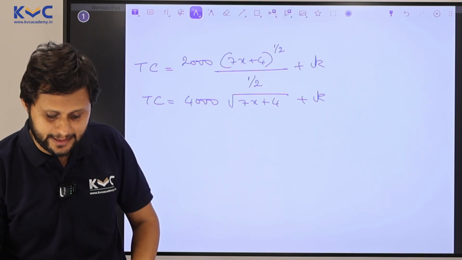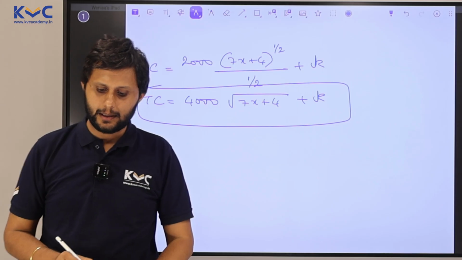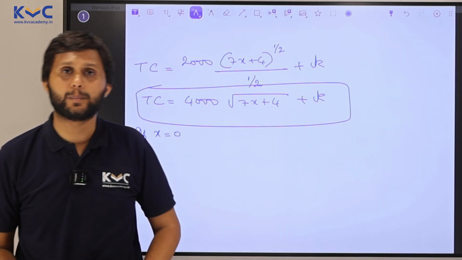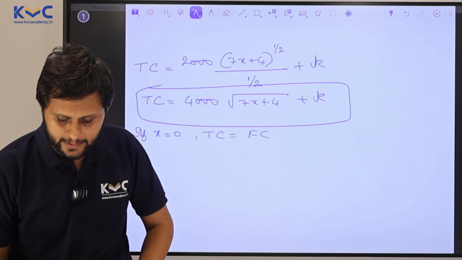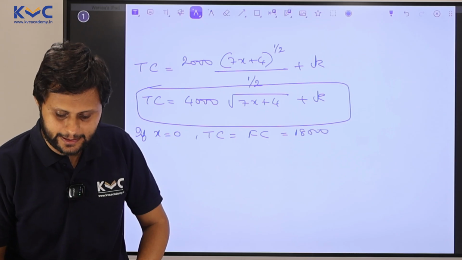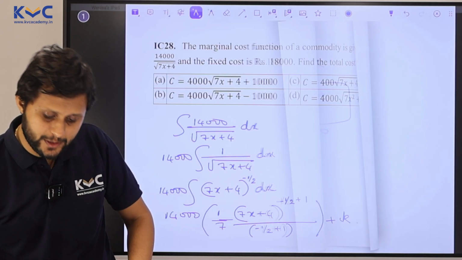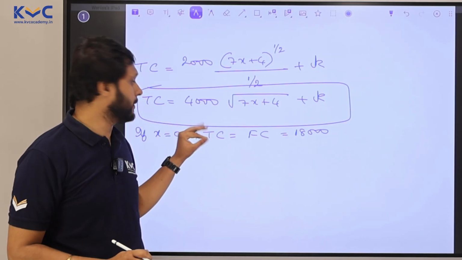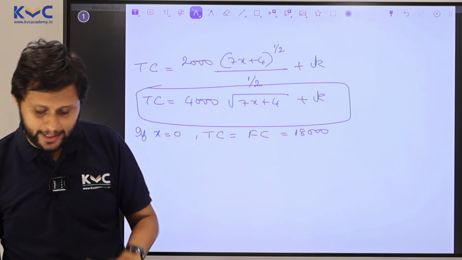How do we do that? Now this is the total cost function. Correct? So if I substitute x is equal to 0, total cost is equal to fixed cost is equal to 18,000. Is that correct? Do you agree with whatever I have written? Fixed cost is 18,000. What I am saying is if I don't produce anything, x is equal to 0, my fixed cost is still 18,000. So I should get 18,000 on this.